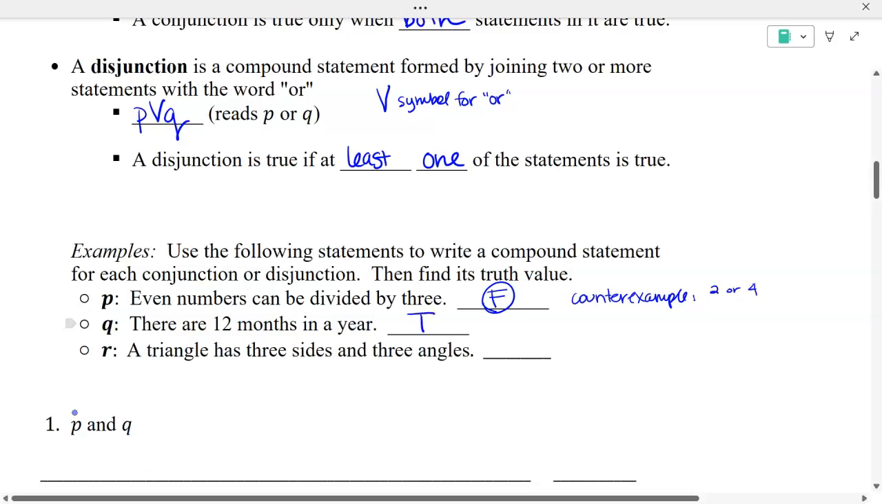Now, we do know that there are 12 months in a year, so we know that's true. And then a triangle has 3 sides and 3 angles. We also know that is true.